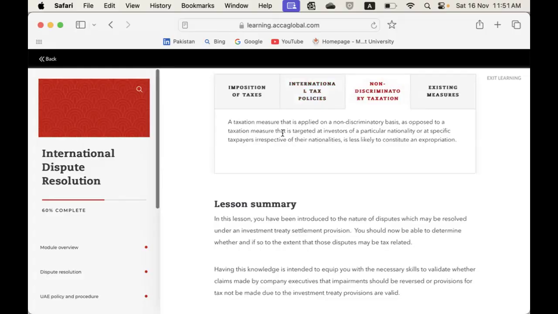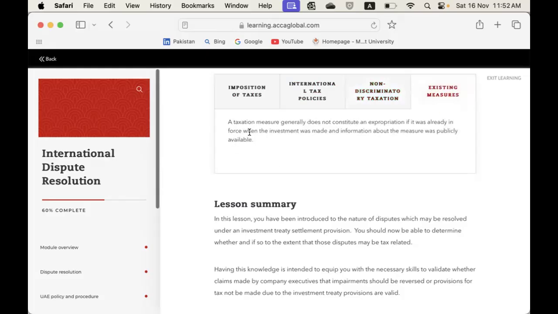Non-discriminatory taxation. A taxation measure that is applied on a non-discriminatory basis, as opposed to a taxation measure that is targeted at investors of a particular nationality or at specific taxpayers irrespective of their nationalities, is less likely to constitute an expropriation. So, in the tax law itself, I hardly think that any tax laws of the world target or even address any particular nationalities. So in that sense, non-discrimination is already embedded into the tax law of UAE.